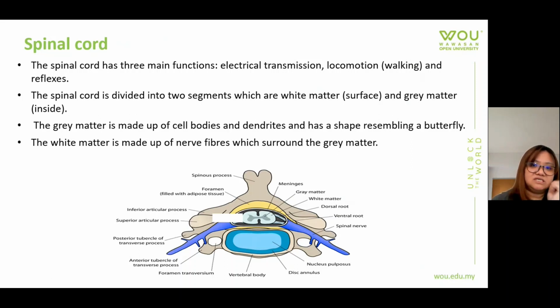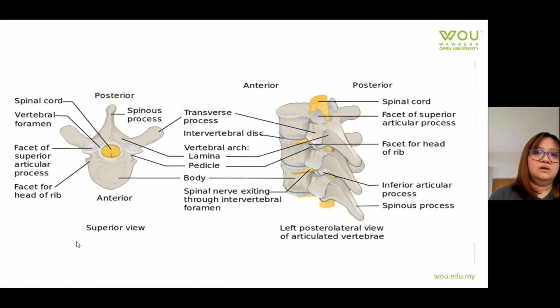The white matter is made up of nerve fibers surrounding the gray matter. It also plays a role in providing protection, because the gray matter has a lot of sensitive nerves inside, the dendrites.